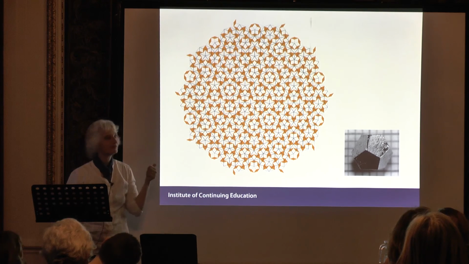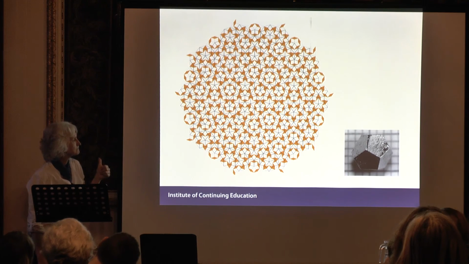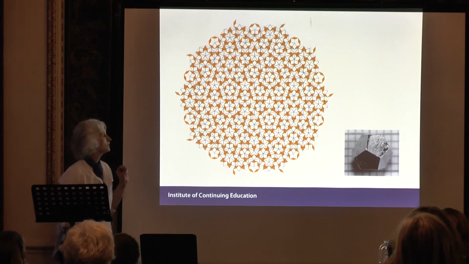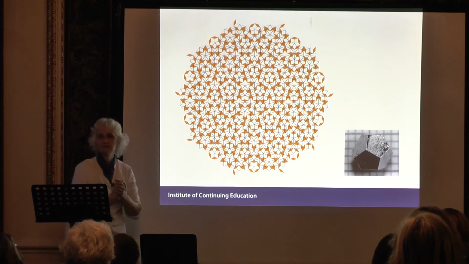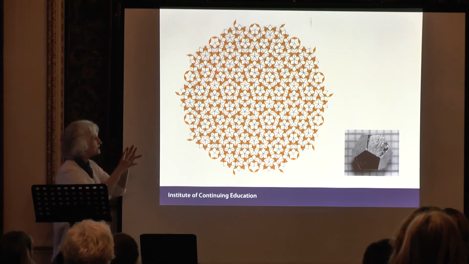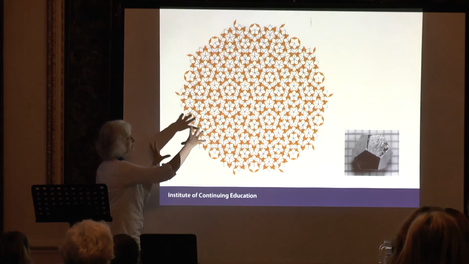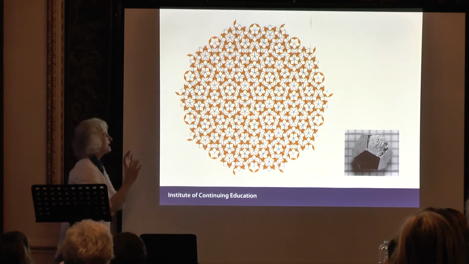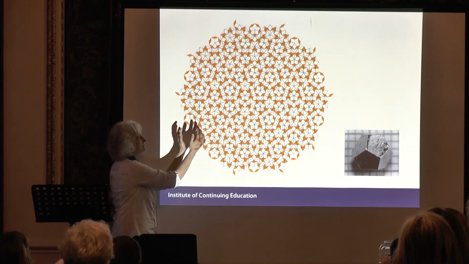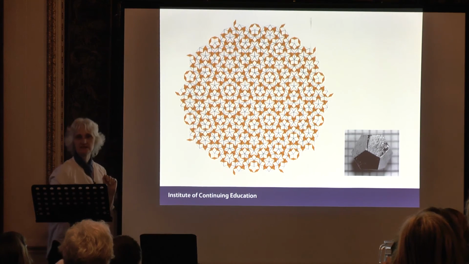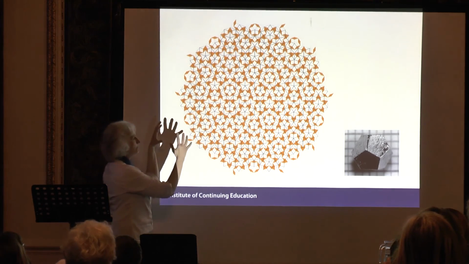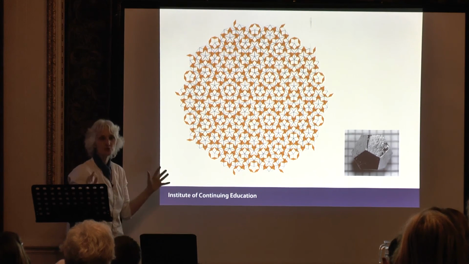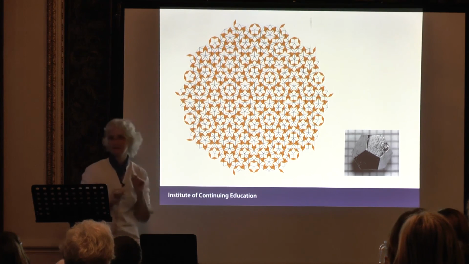It contains 5-fold rotation axes, but there is no part of this pattern which is exactly the same as any other part. And by that I mean exactly the same to a great distance. So if I picked up this pattern and moved it across, if I just take a little piece of it, I'll find another little piece which is exactly the same somewhere else. But if I take a bigger piece and a bigger piece and a bigger piece, eventually I'll get a piece so big that I can't find another bit exactly the same anywhere.